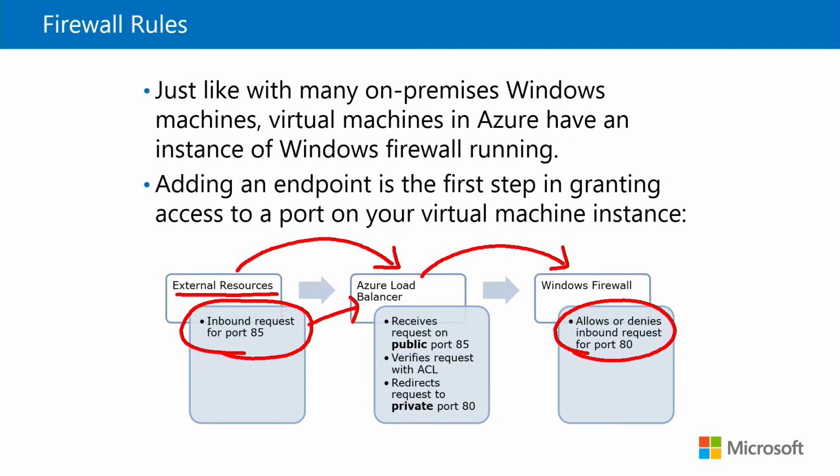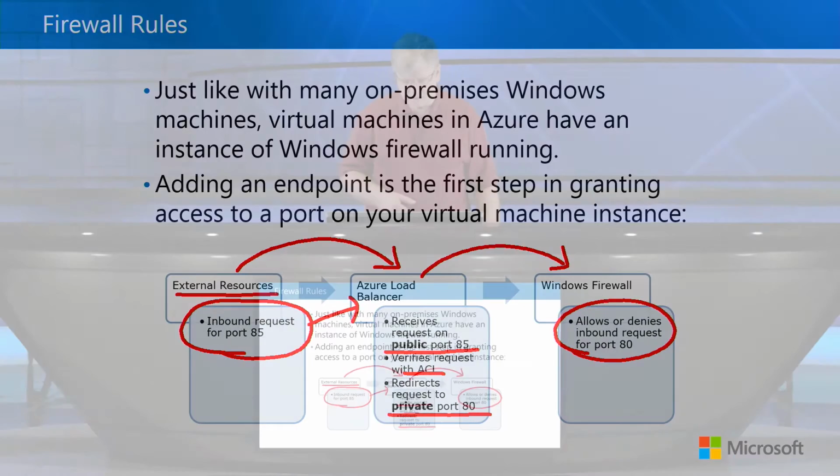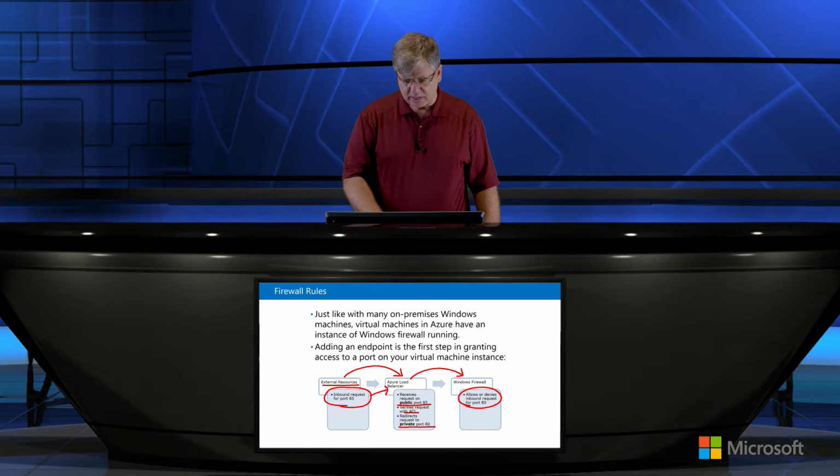And the load balancer in Azure is set up so you can do port mapping. So I've got incoming requests to port 85. That, by the way, can be verified with an access control list within the Azure load balancer. So the Azure load balancer is working as my kind of network layer firewall in this case. And if that's accepted, then that request will be forwarded to Windows where, again, it'll be subject to the firewall.